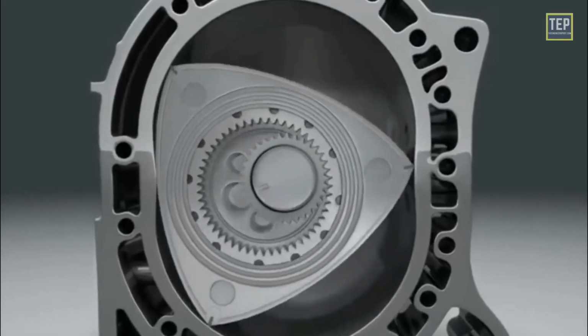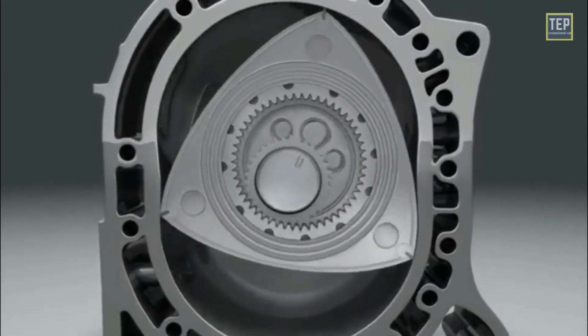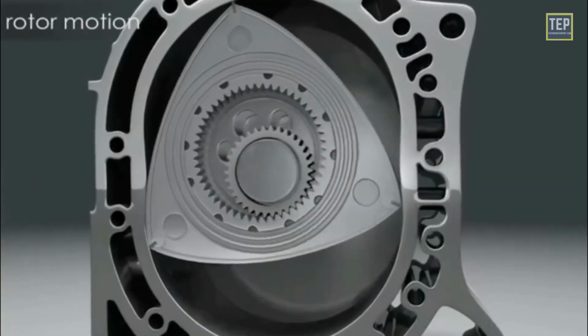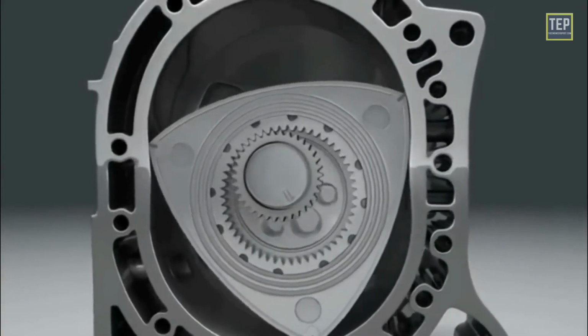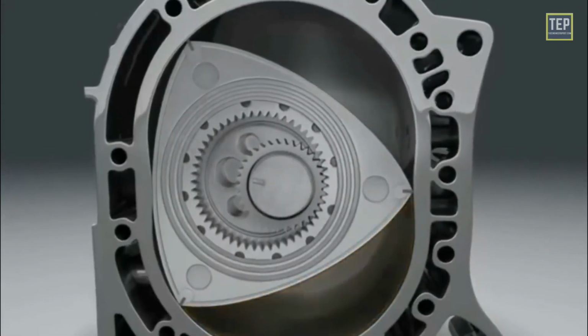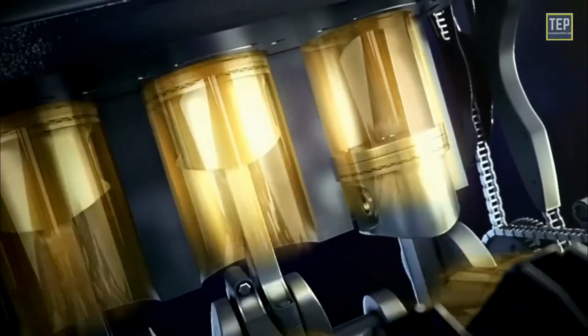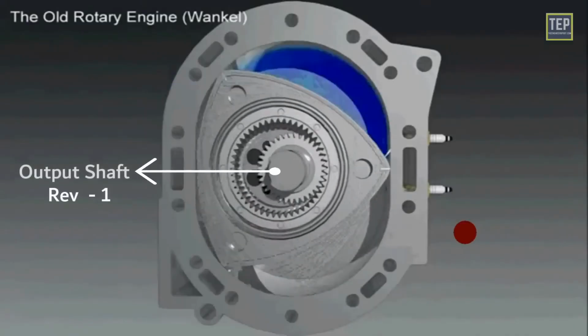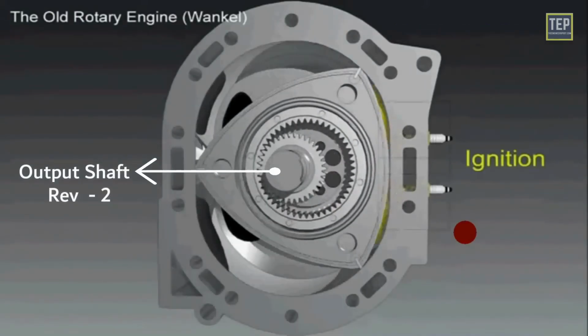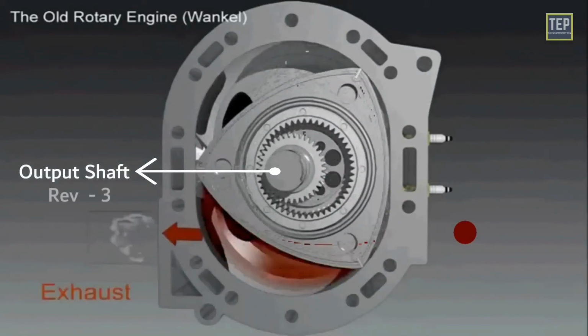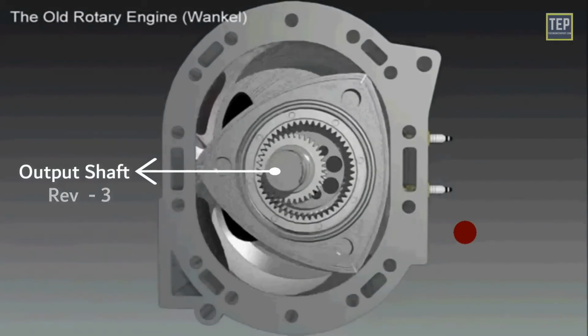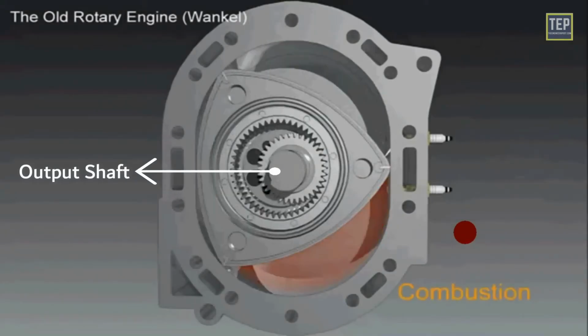As the rotor rotates orbitally, revolving, each side of the rotor is brought closer to and then away from the wall of the housing, compressing and expanding the combustion chamber like the strokes of a piston in a reciprocating piston engine. If you watch carefully, you'll see that the output shaft spins 3 times for every complete revolution of the rotor, which means that there is one combustion stroke for each revolution of the output shaft.